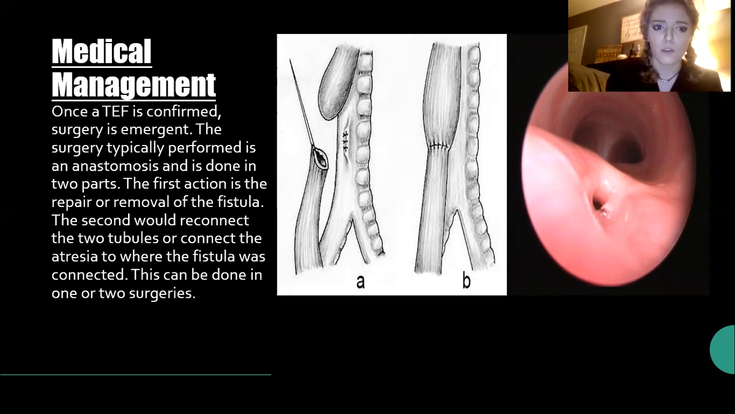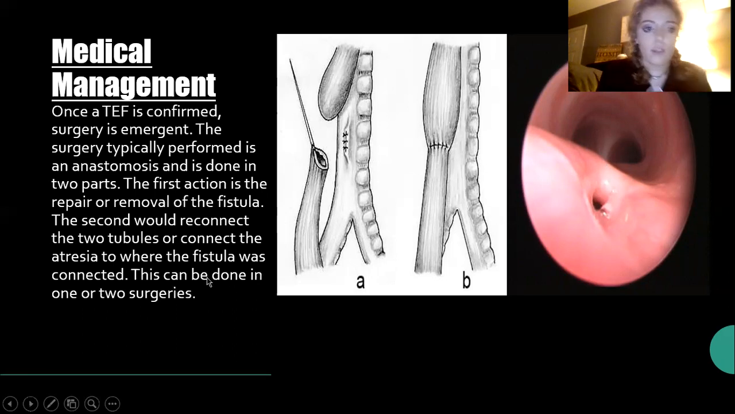Now, in the first picture here, you see that the top is a proximal atresia, and then down here is the fistula they have removed from the trachea, and then they went and sewed the atresia to the fistula. They sewed them back together.